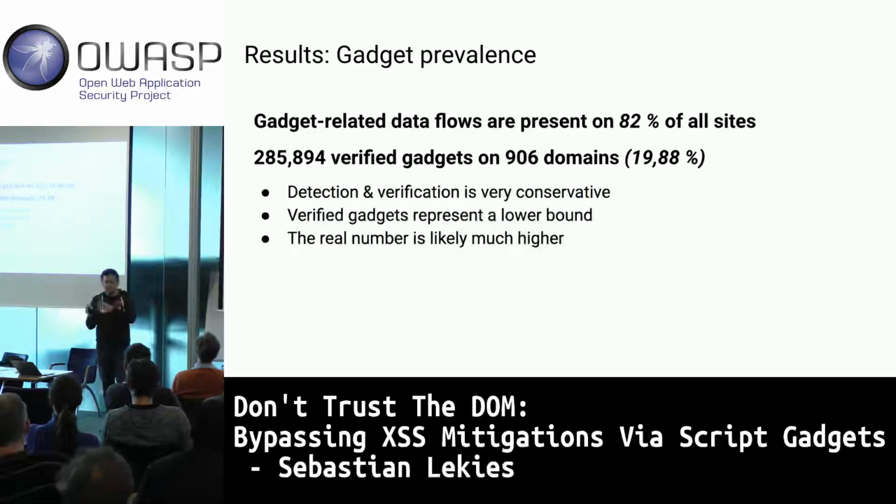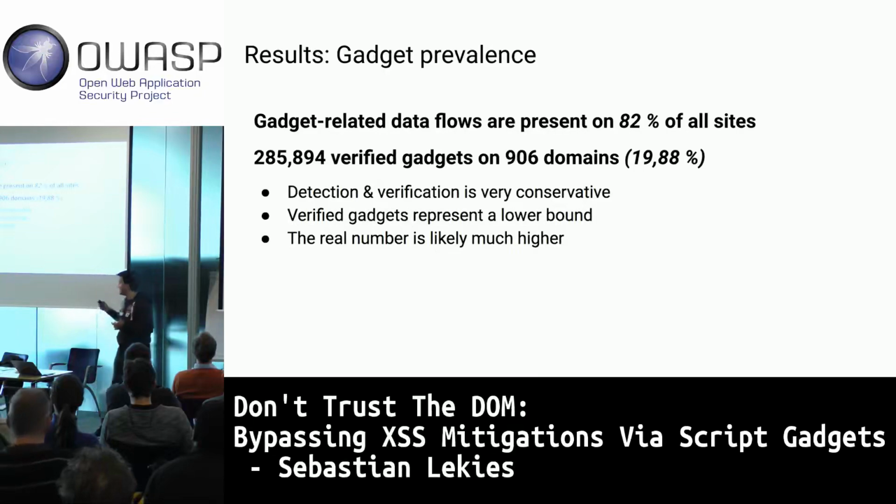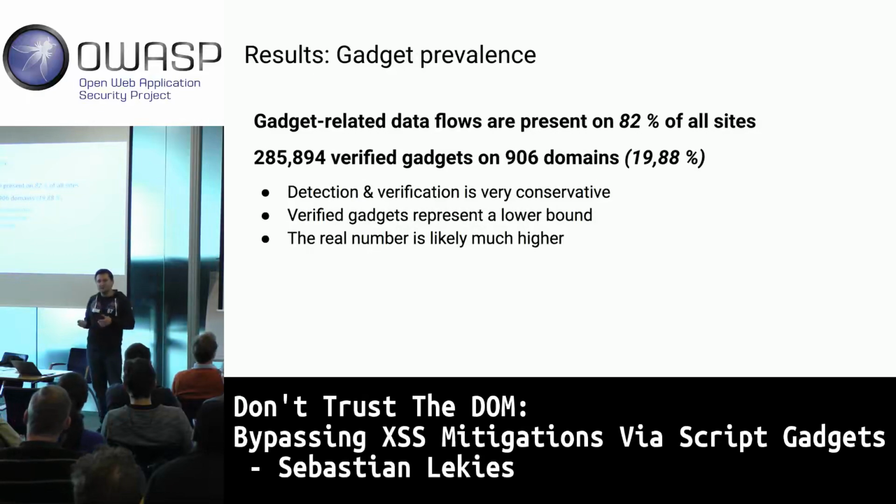However, our detection and verification approach was very, very conservative. We didn't want to have false positives, so we bought a 0 false positive rate by accepting a large number of false negatives. We also looked at a lot of flows manually. I looked at about 100, and most of the flows were exploitable. So my assumption is that we are somewhere between 20% and 82% of the websites that have gadgets. And from my gut feeling, I think we are rather at the 80% and not at the 20%.